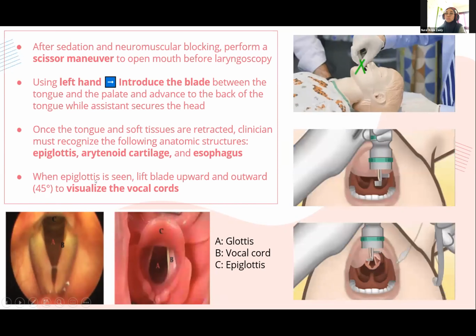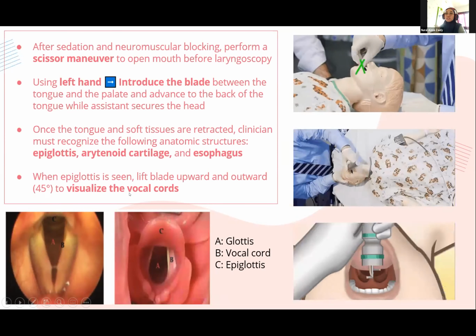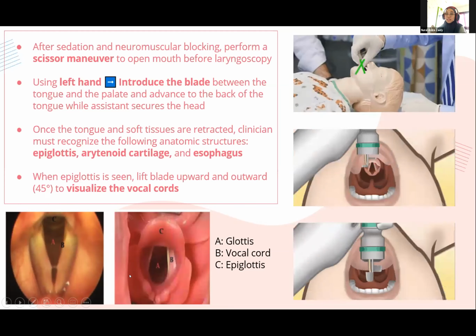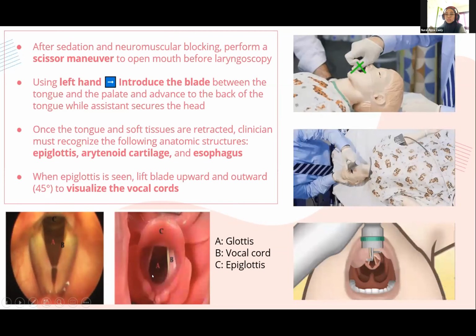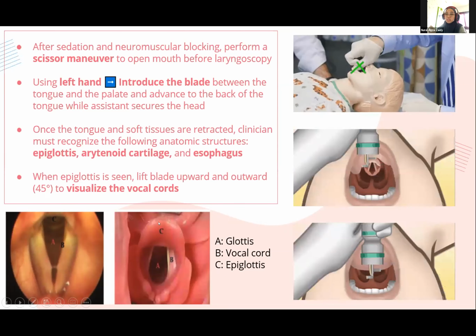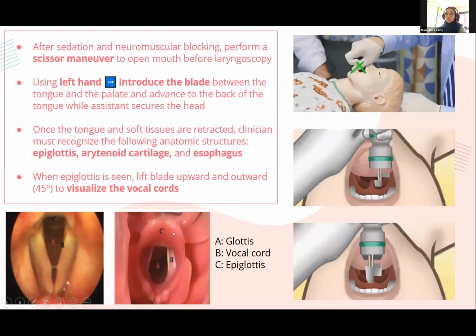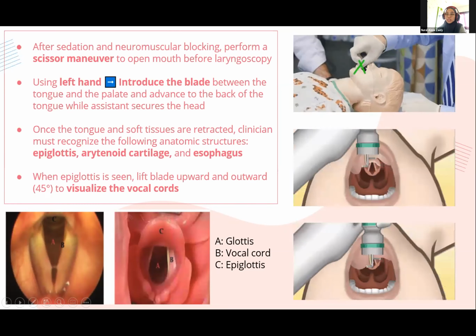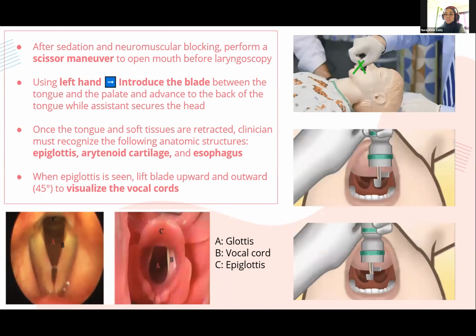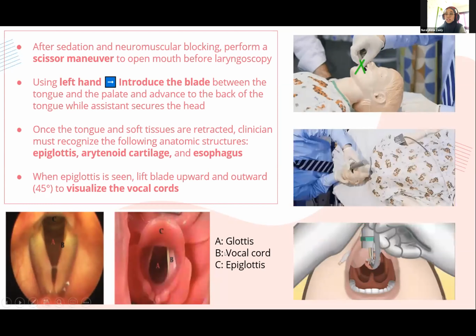When the epiglottis is seen, lift the blade upward and outward to visualize the vocal cords. You can see the picture below. On the left is the real larynx, on the right is the dummy larynx. A is the glottic opening, B is the vocal cord, and C is the epiglottis. That's why when you recognize the epiglottis, you need to lift the blade upward and outward. When you lift the epiglottis, you can see the vocal cords here.